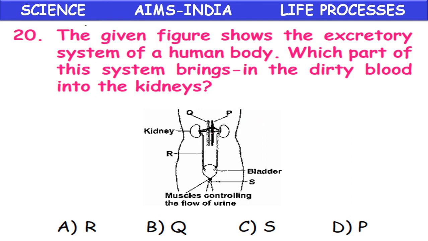It is the P, renal artery, which brings the impure blood and enters into the kidney in the form of afferent arteriole, and comes out in the form of efferent arteriole. It forms the glomerulus and helps in the filtration.